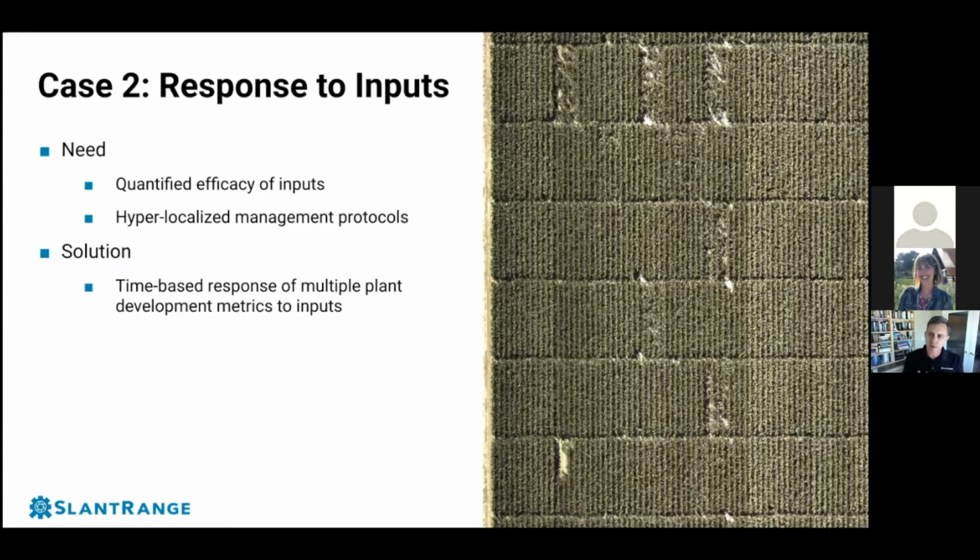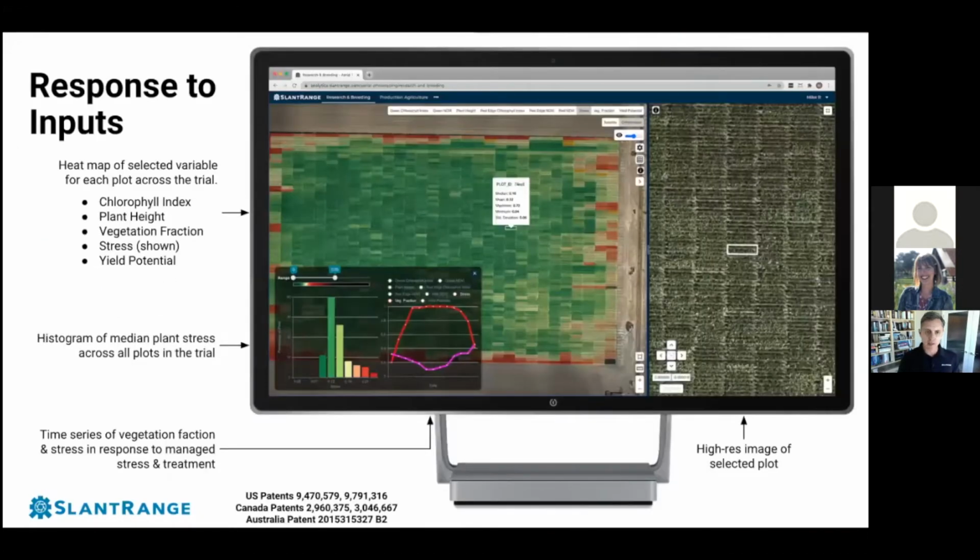demonstrating that their input performed better than another input, given the myriad of variables always at work in any field. So the challenge here is really to try to isolate and quantify the performance of an input subject to whatever treatment may be applied. So the solution involved here is really looking at the time-based response of plant development in response to those inputs. So in the next slide, what we see is a similar layout here.